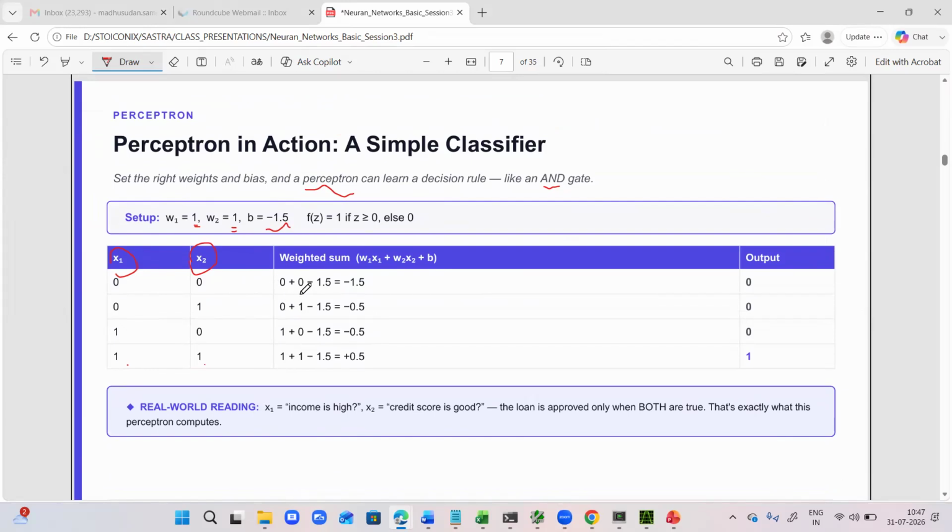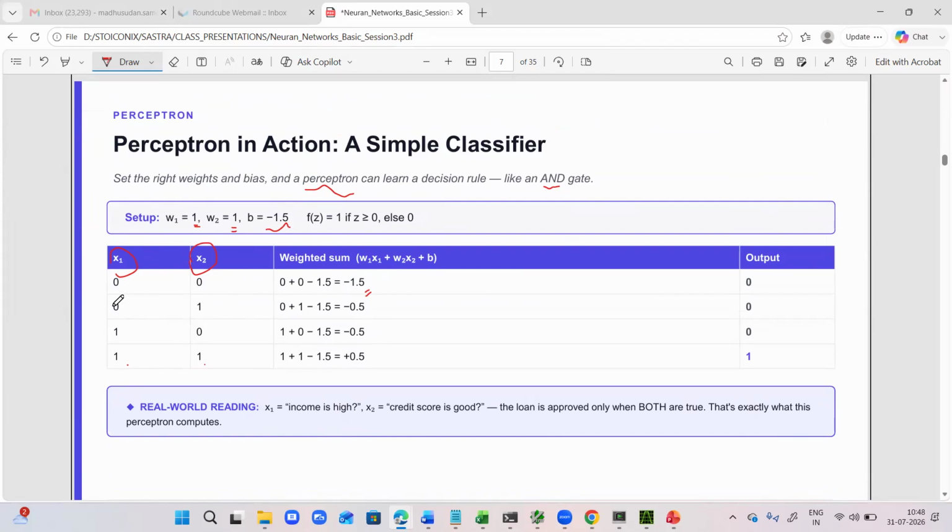And when you add this sigma of, say, W1 x1 plus W2 x2, it will be 0 plus 0, and then you add it with the bias. In this case, the bias is minus 1.5. So you get the value of minus 1.5.